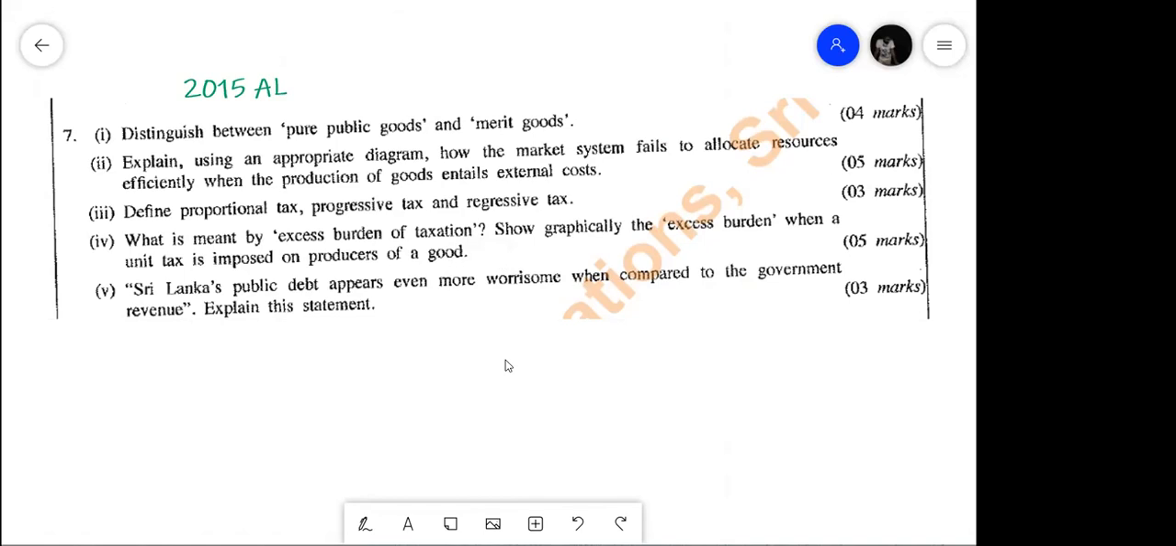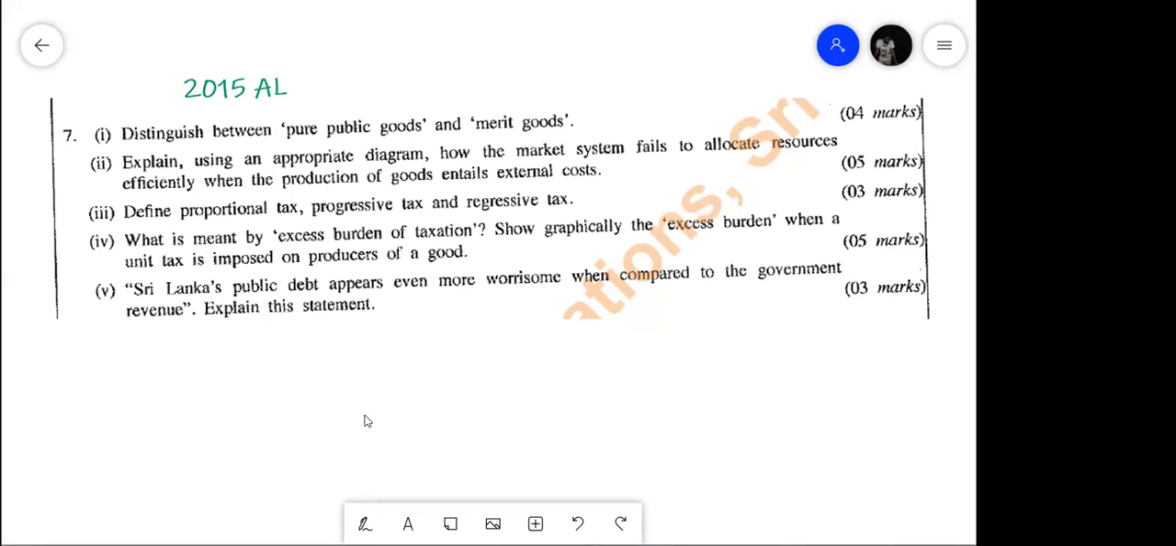Okay. So we'll start with this. We'll go on now, guys. I'm not going to go into very much detail on some questions because we have discussed these questions already. We have gone into the basics, even in MCQs. So I'm not going to teach everything from scratch, but we look into it from the top. Okay. So starting with 2015, the first question says, distinguish between a pure public good and a merit good. A very simple question to start off with.